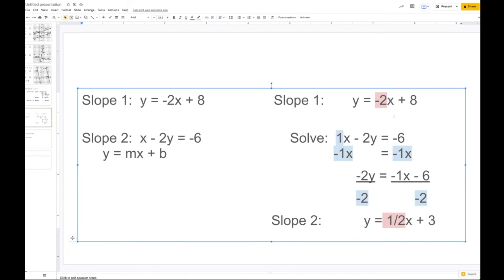Once again, you can convert 2 over 1 with 2 as negative 2 over 1. And here you can put a plus sign if you want to, just so it's easier to compare.